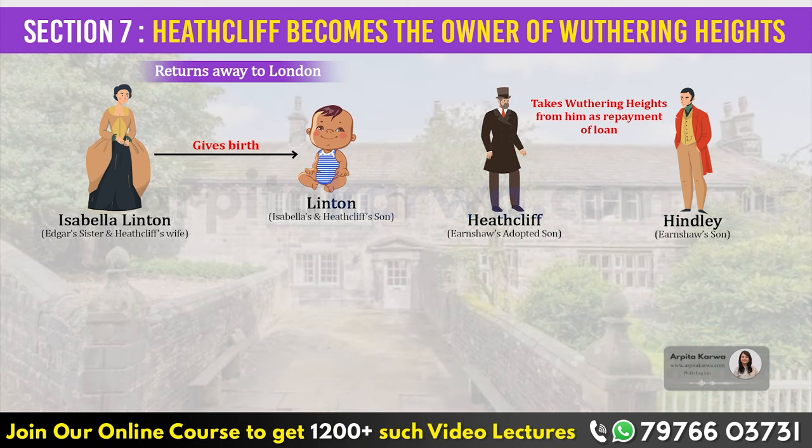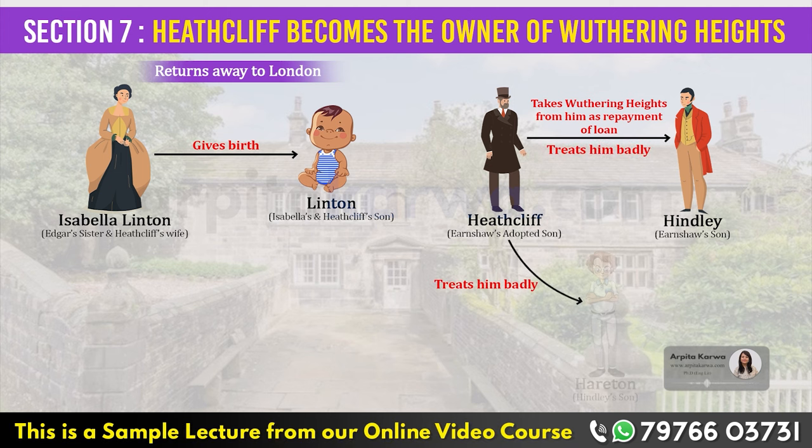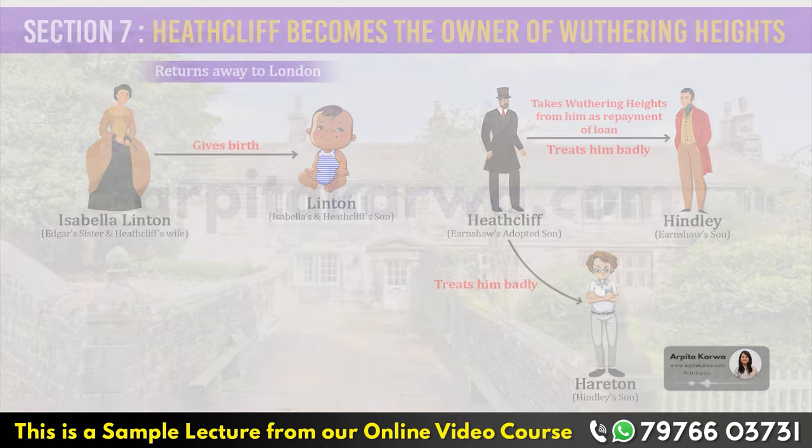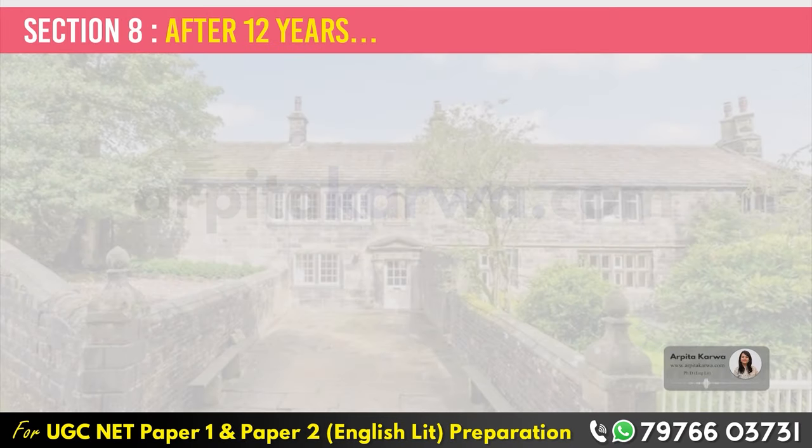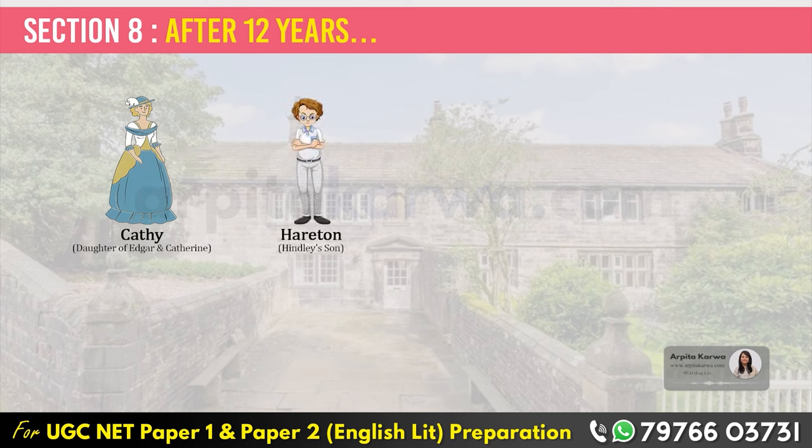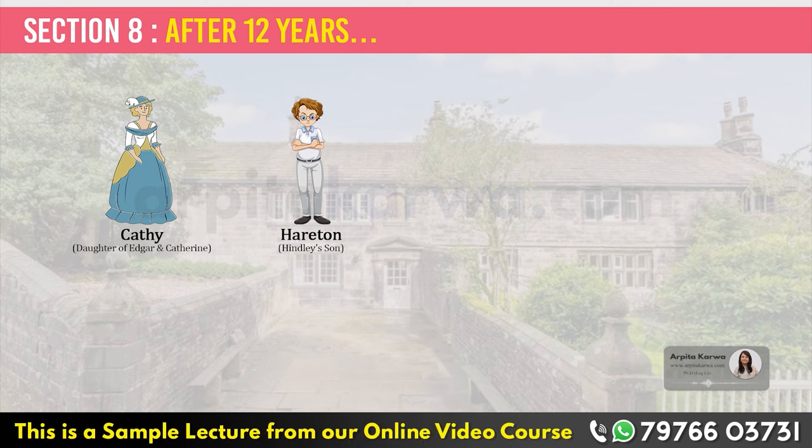Now after becoming the owner, Heathcliff started ill-treating and abusing Hindley the same way Hindley used to treat Heathcliff. So he is taking revenge from everyone who troubled him, he is just sorting everyone out. Now, doing this, 12 years have passed by. Catherine's daughter, Cathy, grew up to be a beautiful woman. Hindley's son, Hareton, was ill-treated just like him by Heathcliff.